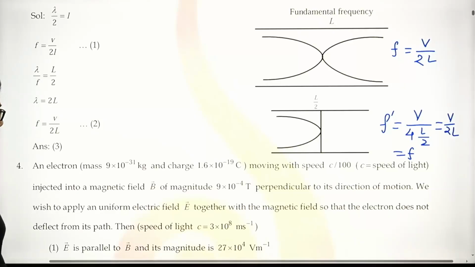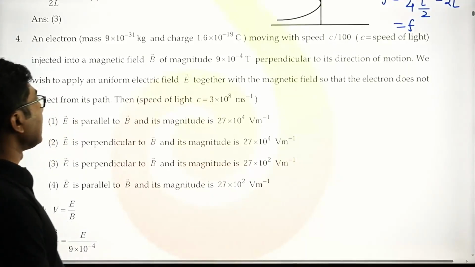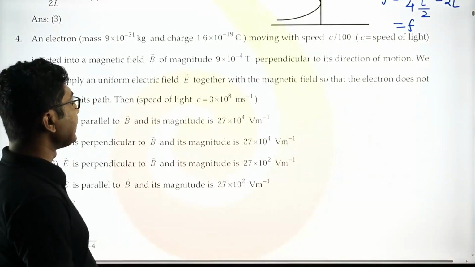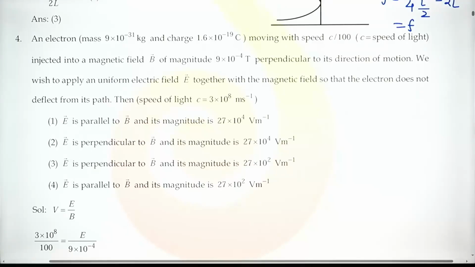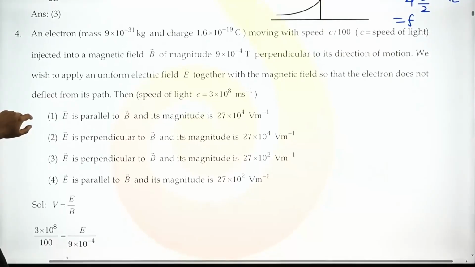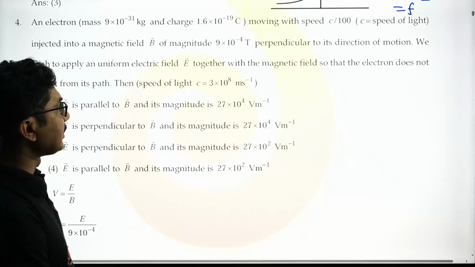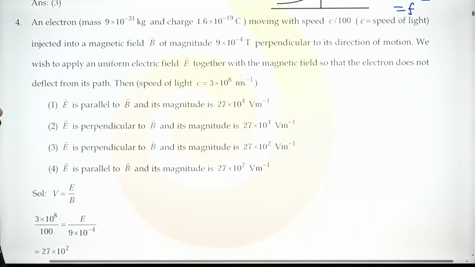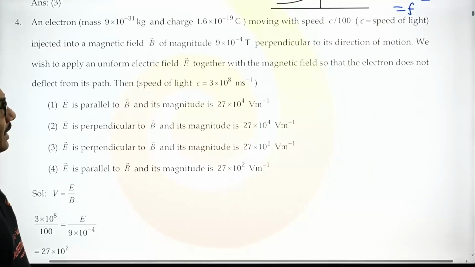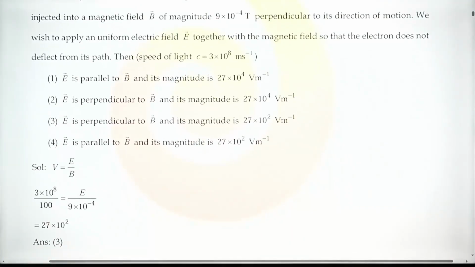Now let's move on to question number 4. An electron of mass 9 into 10 to the power of minus 31 kg and charge 1.6 into 10 to the power of minus 19, moving with the speed of c by 100, c is the speed of light, is injected into a magnetic field B of magnitude 9 into 10 to the power of minus 4 Tesla, perpendicular to its direction of motion. We wish to apply a uniform electric field E together with the magnetic field so that the electron does not deflect from its path. Then, speed of light is given, E must be parallel to B and magnitude is 27 into 10 to the power of 4 volt per meter.